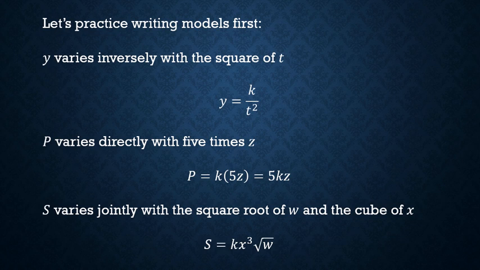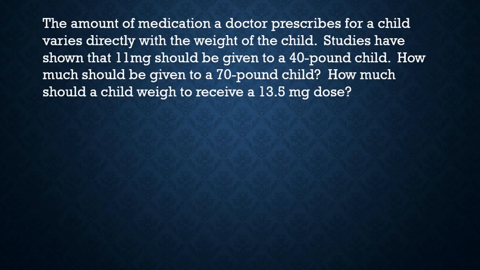So let's actually see some practice problems here. Let's see how we would solve these variation problems. The amount of medication a doctor prescribes for a child varies directly with the weight of the child. Studies have shown that 11 milligrams of this medication should be given to a 40-pound child. How much should be given to a 70-pound child? Another question here: how much should a child weigh in order to receive a 13.5 milligram dose?